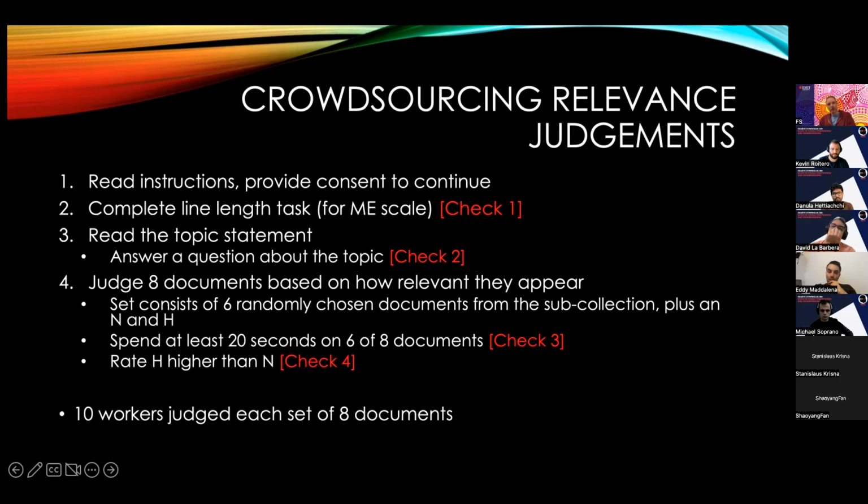And this gave us our third quality check. In other words, we could check if the workers were successfully identifying that the highly relevant item should get a better score than the non-relevant item, whichever scale they were using. And finally, we had a fourth quality check, which was based on time. So participants had to spend at least 20 seconds on 6 of the 8 documents, to avoid them just randomly clicking through.